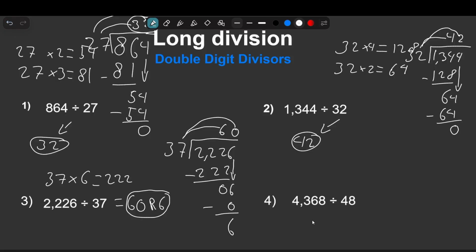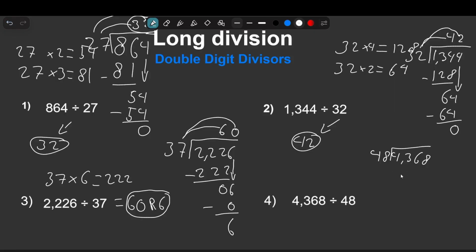Now let's go over to our last example. For our last example, we have 4,368 divided by 48. So, the first step we're going to take is we're going to set this problem up. So, we put the 48 first, and then our 4,368. First, we're going to see how many times this fits into 43, or 436. Now we have 48, so we're going to have to use 436.